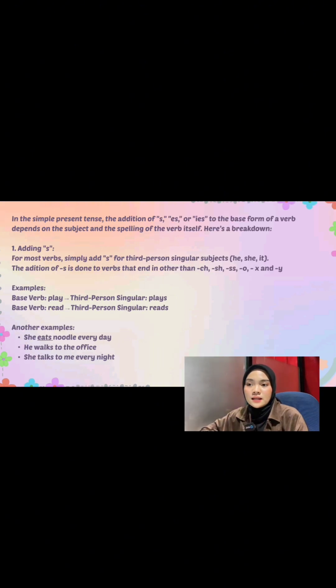In the simple present tense, the addition of s, es or ies to the base form of a verb depends on the subject and the spelling of the verb itself. Here's a breakdown. 1. Adding s. For most verbs, simply add s for third person singular subjects, he, she, it. The addition of s is done to verbs that end in other than ch, sh, ss, o, x, and y.